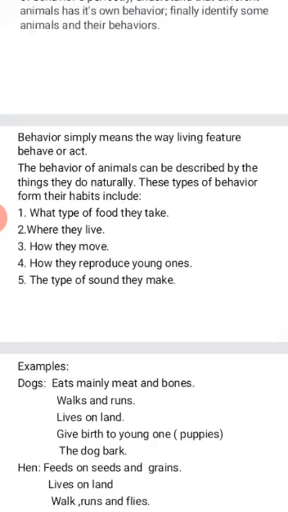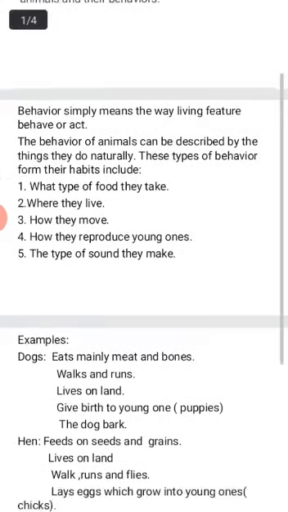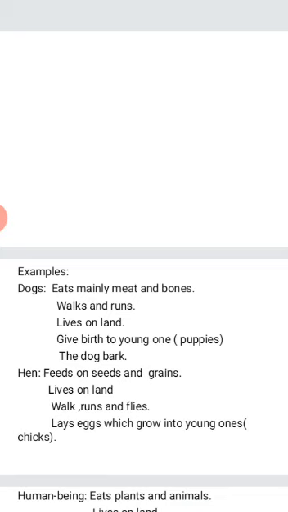Let me come again. The type of behaviors that form their habits, what they are doing constantly, what they are still doing, that is habits. Continuing to do things is what they call habits. What type of food they take, where they live, how they move, how they reproduce the young ones, the type of sound they make.